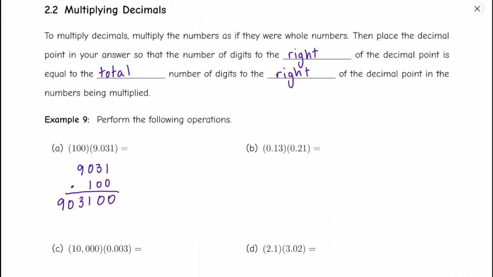Well, now I need to place a decimal point. Well, 100 had 0 decimal places to the right. 9.031 had 3 decimal places to the right. So 0 plus 3 means we need 3. 1, 2, 3. So our answer is 903.1.